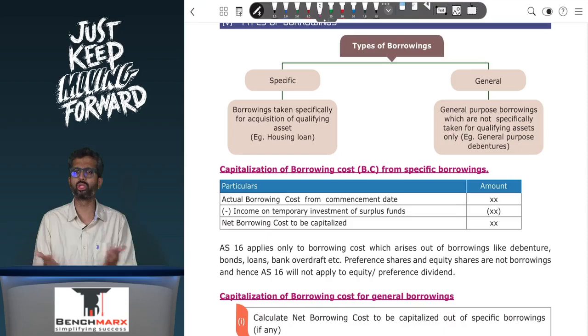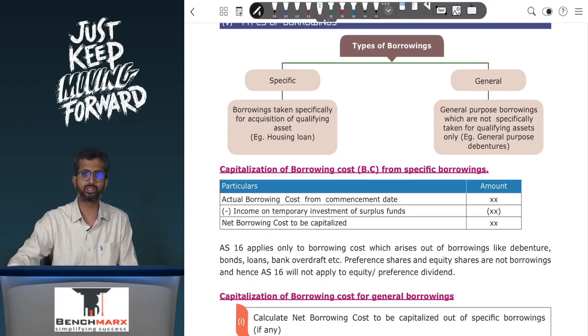Remember, this standard only applies to borrowing cost. Hence, if you have questions where you have data like WACC, weighted average cost of capital, or a cost of equity, or a cost of preference share, these are not borrowings, and hence this will not be covered under AS 16 principles, and you will not account for the same as per AS 16. Okay, so this is capitalization for specific borrowings.